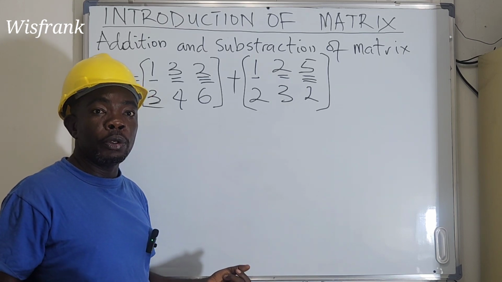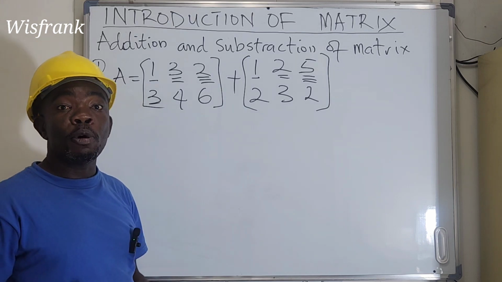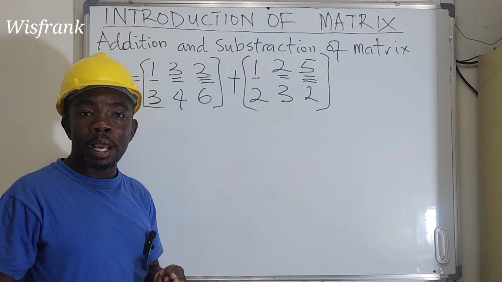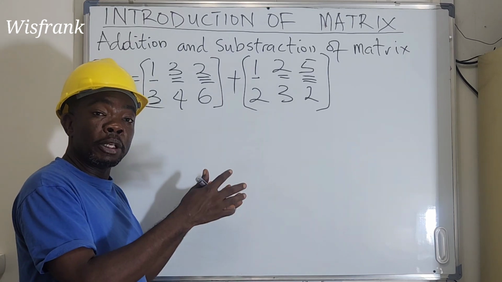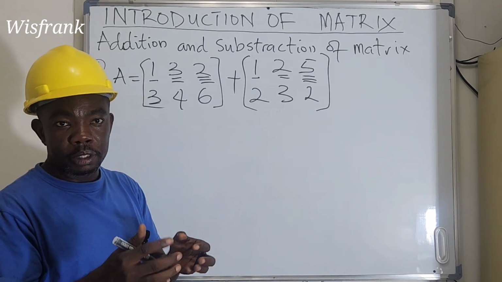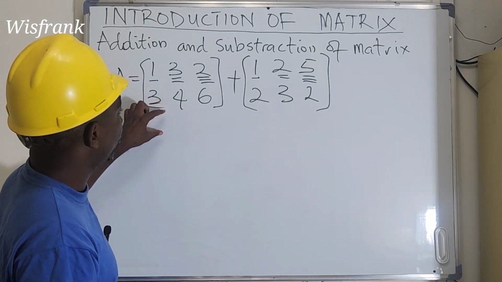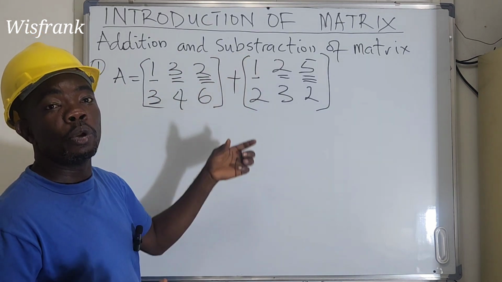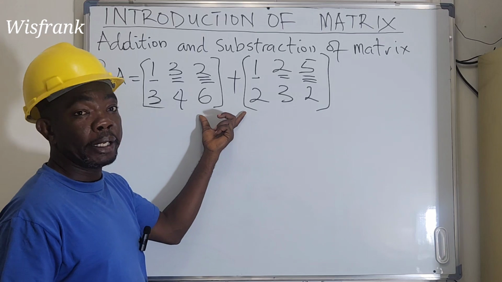How do we do that? Before we continue, for addition and subtraction of matrices, we must add matrices of the same order, either a 2 by 2 matrix or a 3 by 3 matrix together. It must be a 2 by 2 matrix plus another 2 by 2 matrix, or a 3 by 3 matrix plus another 3 by 3 matrix. Like this one, this is a 2 by 3 matrix, and this is another 2 by 3 matrix. We need to add them together so that we find the corresponding elements in them.